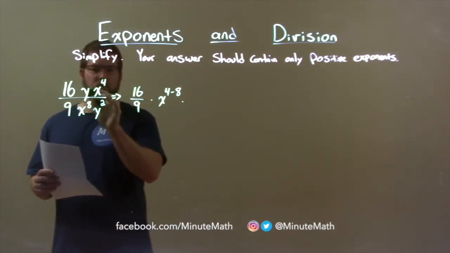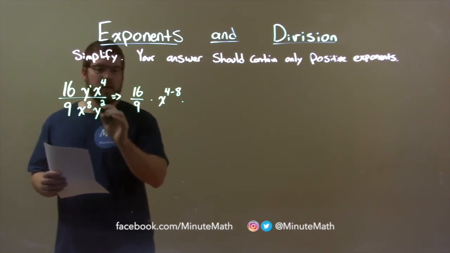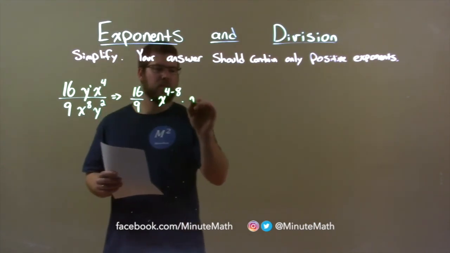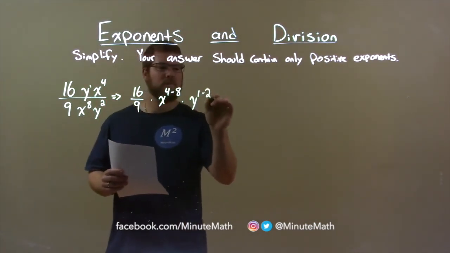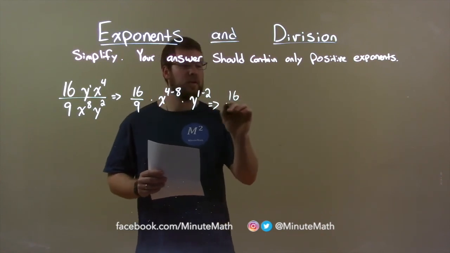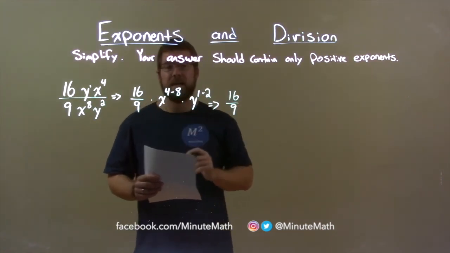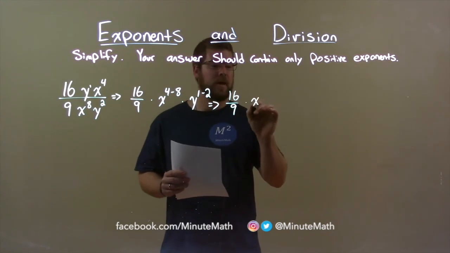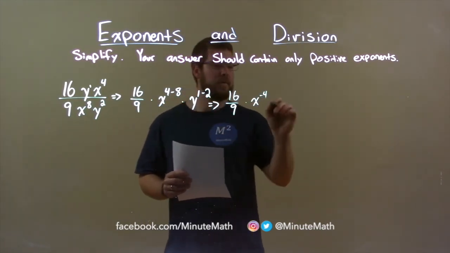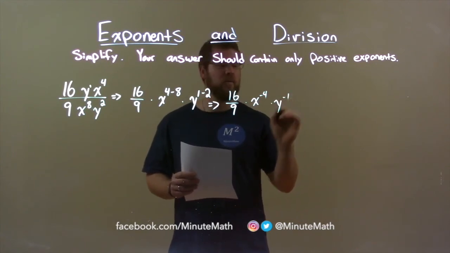Let's look at the variables now. Y. Remember, this y is y to the 1st power. So we have y to the 1st divided by y squared. And that's y to the power of 1 minus 2. Again, we subtract the exponents. Simplify. We have 16 over 9. And 4 minus 8 is negative 4. So we have times x to the negative 4 power. And y to the, 1 minus 2 is y to the negative 1 power.